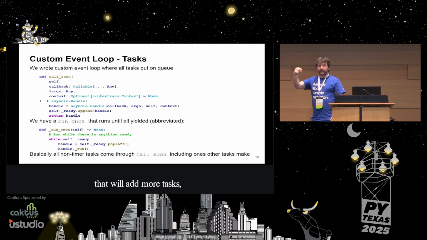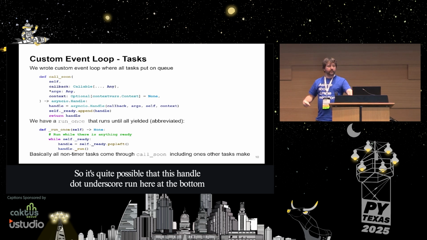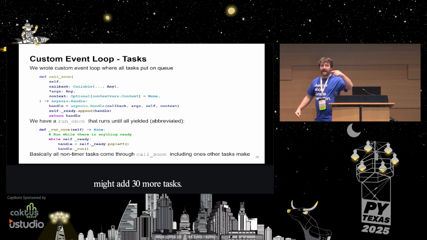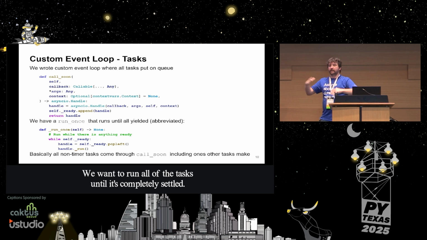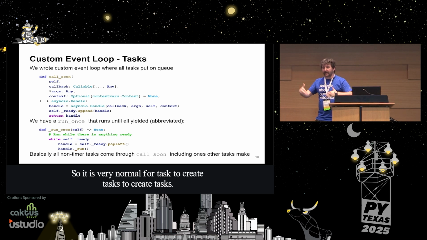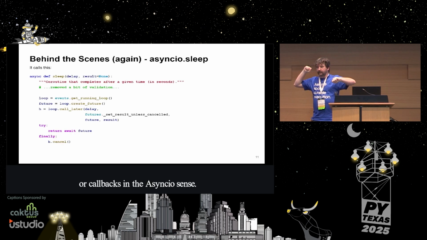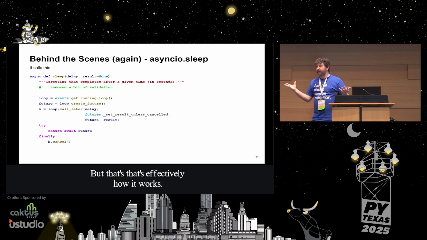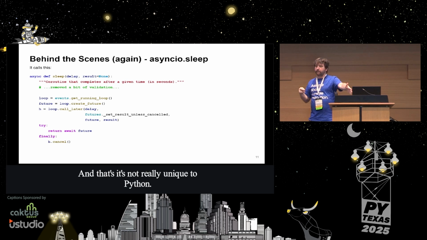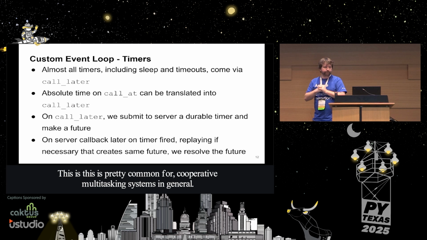That will enqueue more tasks as part of call_soon and as part of many other things. So it's quite possible that this handle._run here at the bottom might add 30 more tasks, but that's fine. We want to run all of the tasks until it's completely settled and there's nothing ready, if you will. So it is very normal for tasks to create tasks, and they're actually called handles or callbacks in the asyncio sense. But that's effectively how it works, and it's not really unique to Python. This is pretty common for cooperative multitasking systems in general.